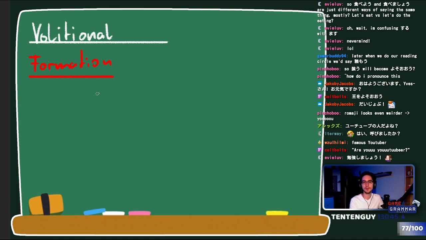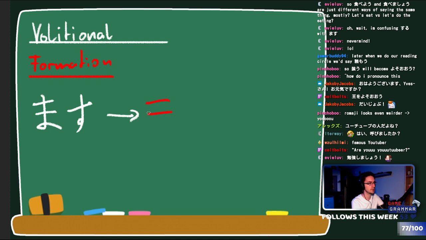A lot of people in chat have already done it, and I've already mentioned it. The volitional of mas. All we need to look at is mas itself, which looks like this. Mas turns into maso, which is a bit uncommon in terms of how it happens. You just have to remember maso. It's not hard. It's just the one. Just remember the mas form.